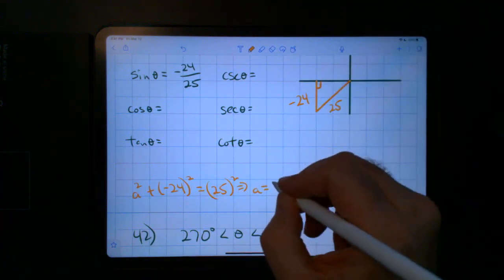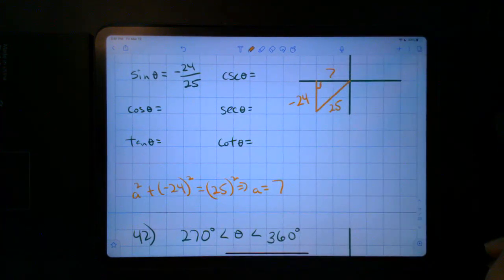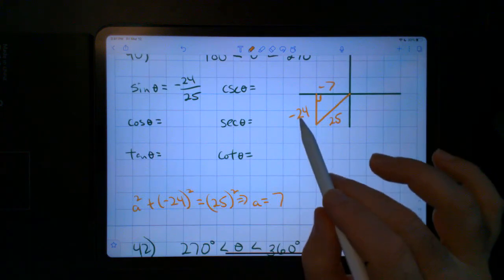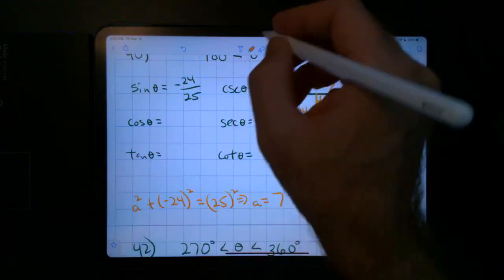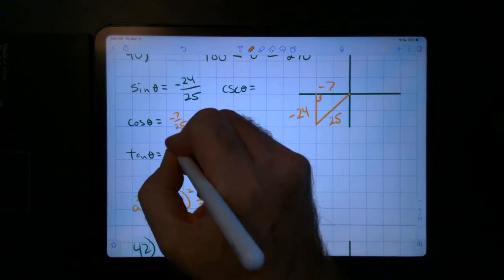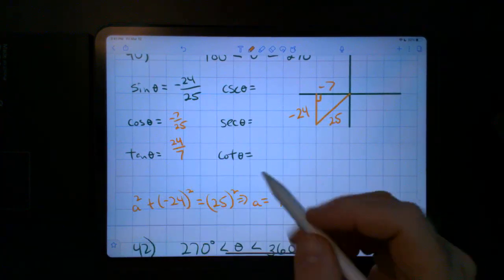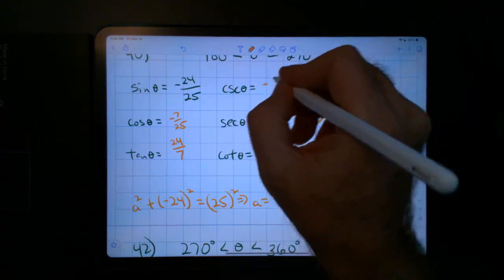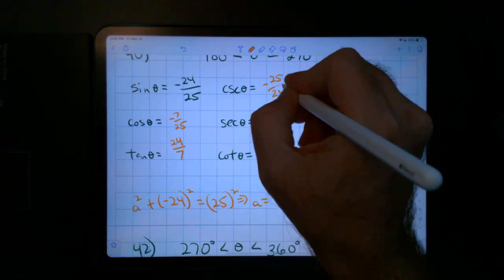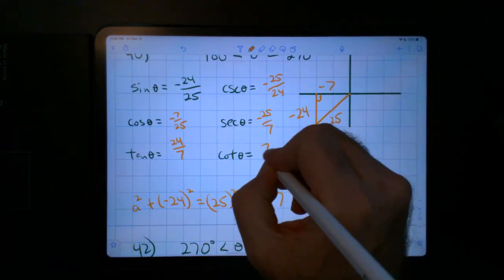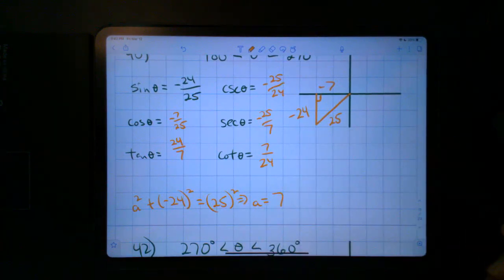That tells us that a is 7. Negative 7, because we're going into quadrant 3. So if sine is negative 24 over 25, cosine will be negative 7 over 25. Tangent is sine over cosine. Negative over negative is a positive. And these are the inverses. So this would be negative 25 over 24. This would be negative 25 over 7 and positive 7 over 24.